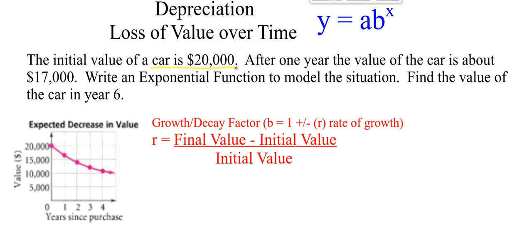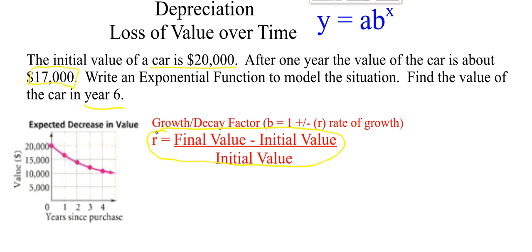Okay, so if we look at a car with an initial value of $20,000. After 1 year, the value of the car is about $17,000. There's all sorts of apps and places online where you can look up cars and find their values. Okay, so we can write an exponential function to model this situation. We want to find the value of the car after 6 years. Okay, just find our growth rate.